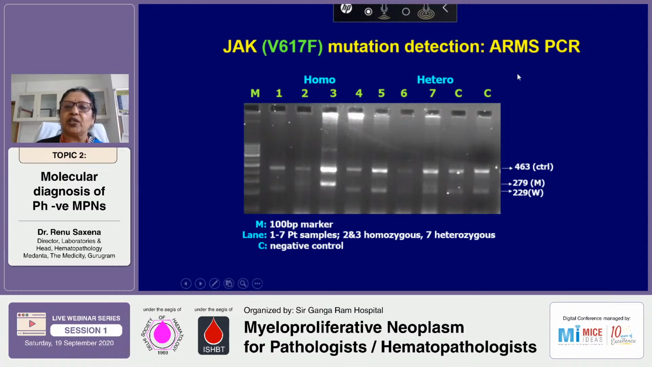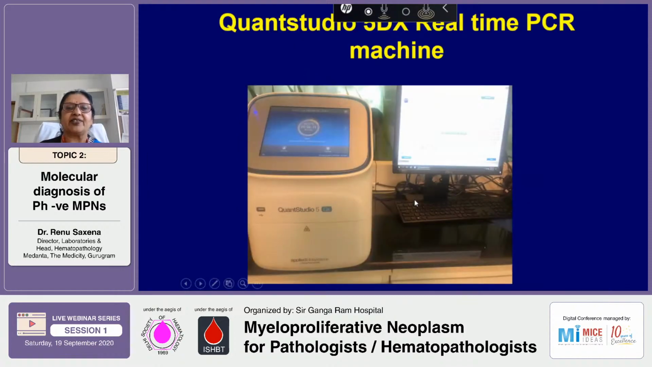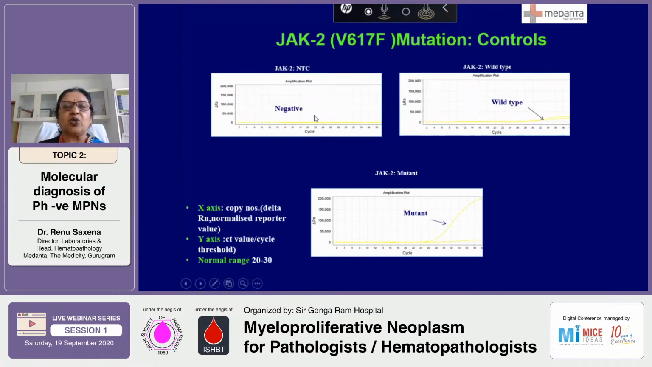At AIIMS, we were using ARMS PCR, and we could differentiate between homozygous and heterozygous mutation. As you can see here, you have the homozygous ones where you can actually see two bands, unlike the heterozygous ones where you are seeing different bands. We are at Medanta now. We are using the QuantStudio real-time PCR equipment, and this is how we do it.